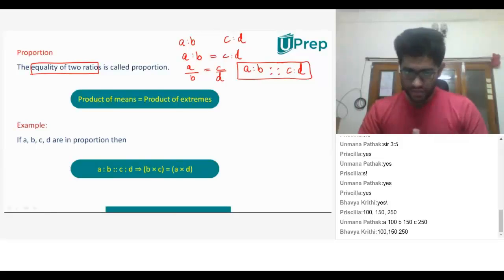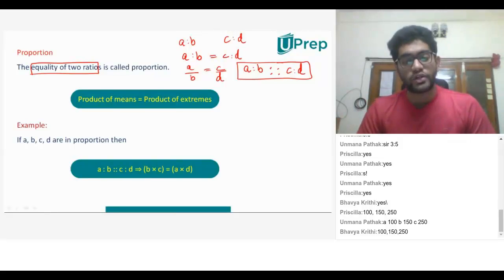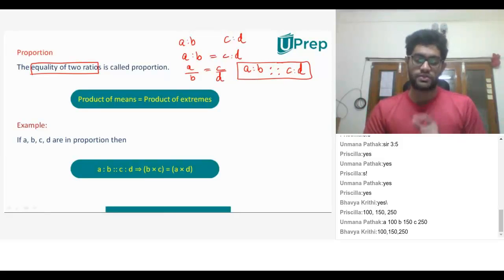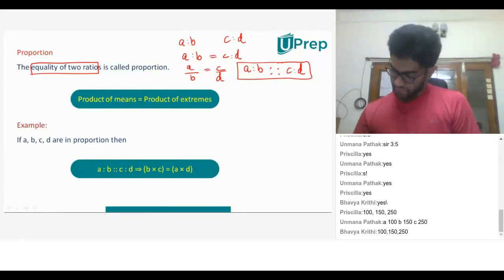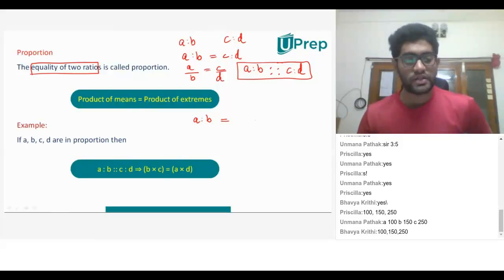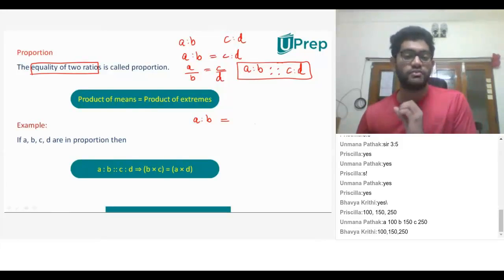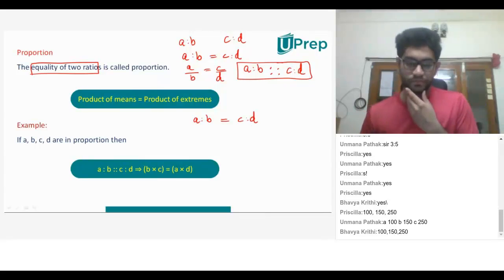Is this clear? Now, what does he say? He's saying the product of the means is equal to the product of extremes. Let's understand this and then I'll play the video for you guys. I have A is to B. If I say proportion, that means I am talking about equality. That means I'm equating the two of them, is equal to C is to D.